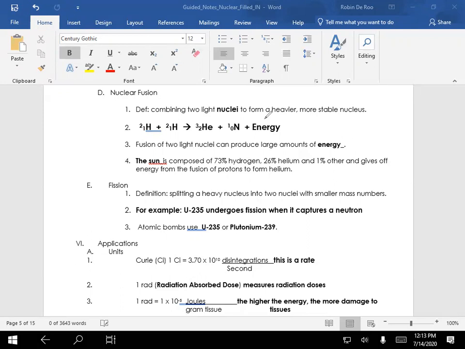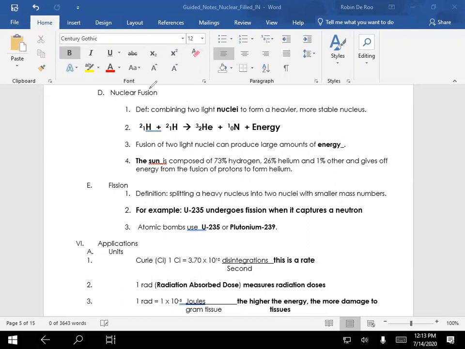The fusion of 2 light nuclei can produce large amounts of energy. So for example, the sun is composed of 73% hydrogen, 26% helium, and 1% other. And it gives off energy from the fusion of protons to form helium.